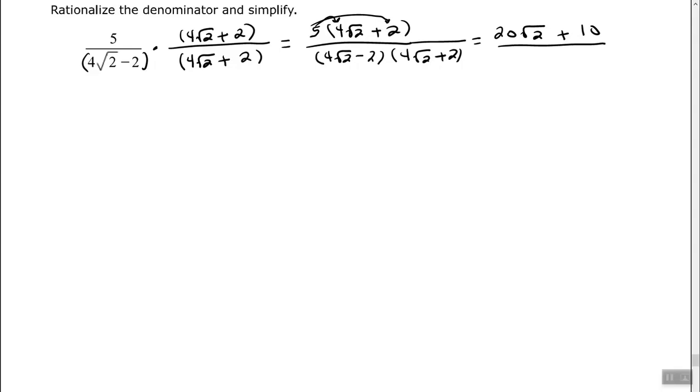And then in my denominator, I want to use where I have a plus b times a minus b. It's going to be the first number squared minus the second number squared. And I'm going to go ahead and separate this. So it's 4 times the square root of 2 squared. So 4 times the square root of 2 squared, and I just went ahead and separated and squared the 4 and the square root of 2 separately, minus 2 squared.